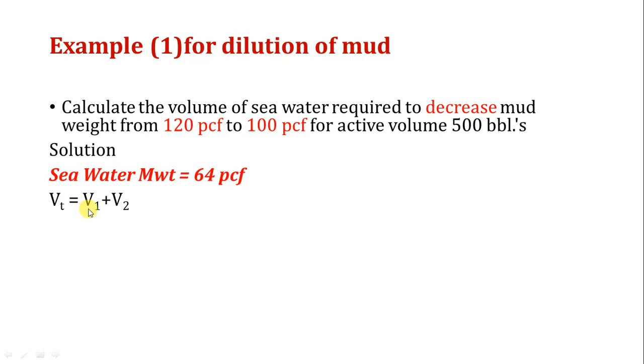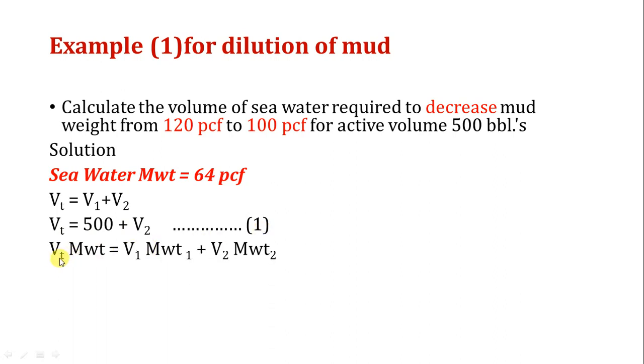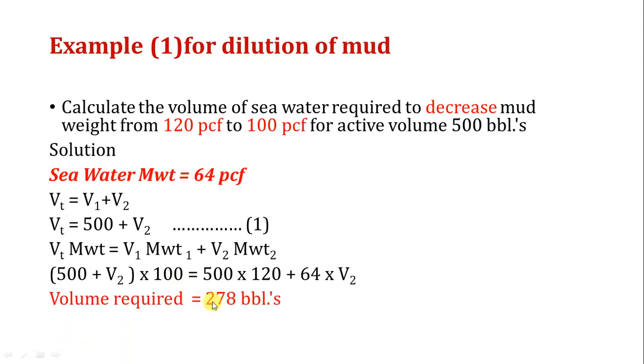Equation number one: V total equals V1 plus V2. So V total equals 500 plus V2. Equation number two: V total multiplied by mud weight total, which here equals 100, equals V1 multiplied by mud weight 1 plus V2 multiplied by mud weight 2. So 500 plus V2, multiplied by 100, equals 500 multiplied by 120 plus 64 multiplied by V2. From both of those equations, you can get V2, which equals 278 barrels. So the volume of the seawater is 278 barrels. And this is how to solve the problem.